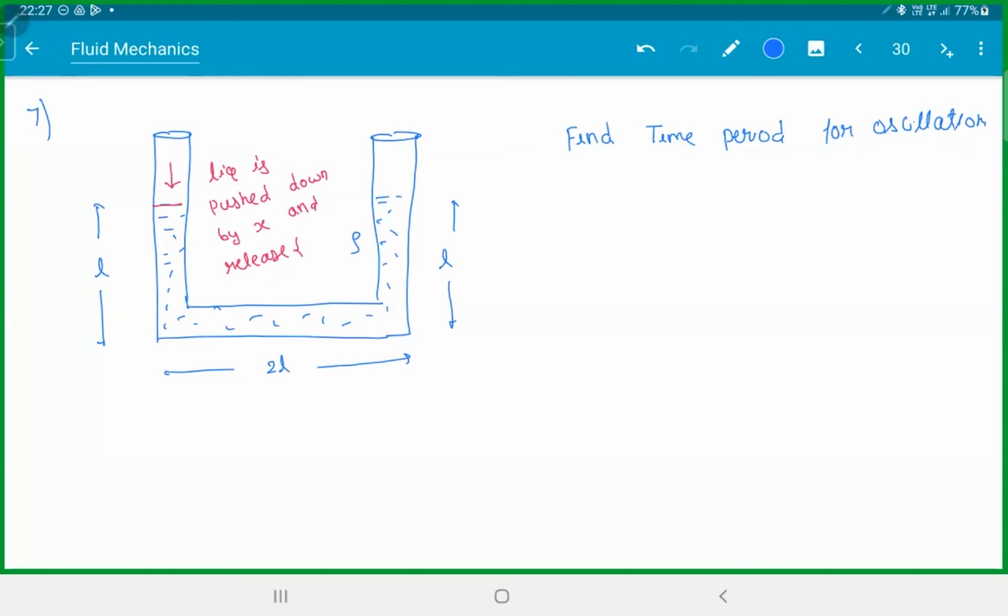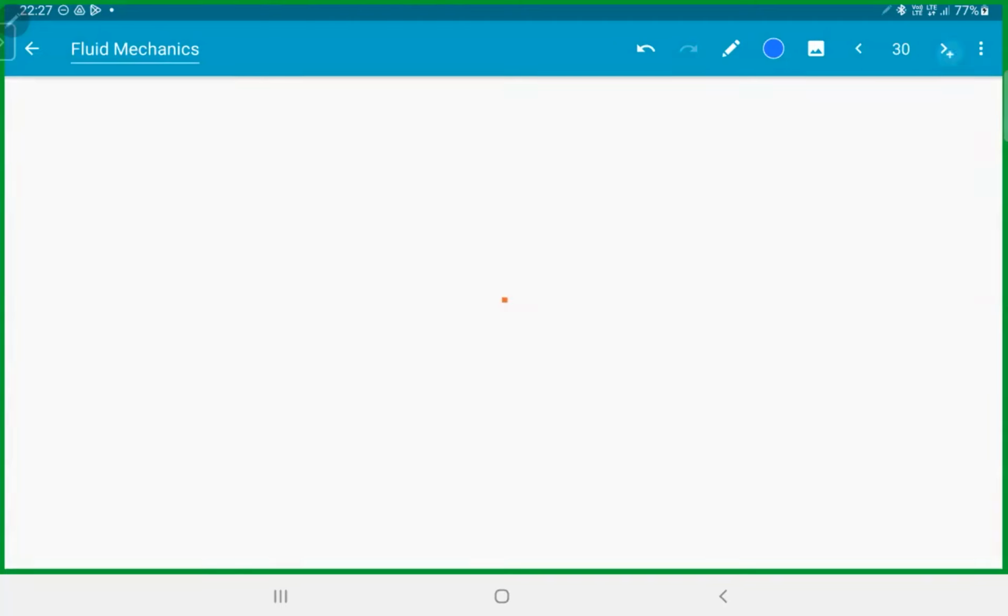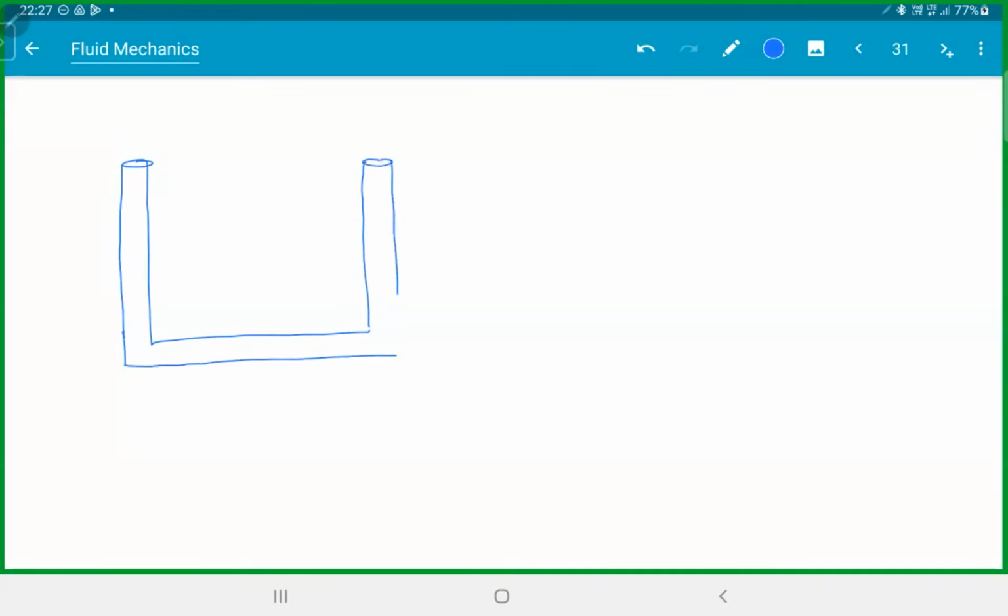Two pi root of mx by m rho g. Okay. Now I have a question for you. If I push one side by X, what will be the difference in height? Anyone? If you push one side by X, what is the difference in height of the liquid on both the sides?